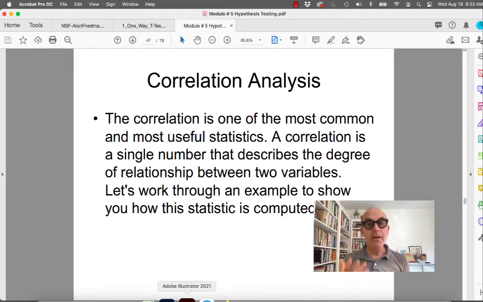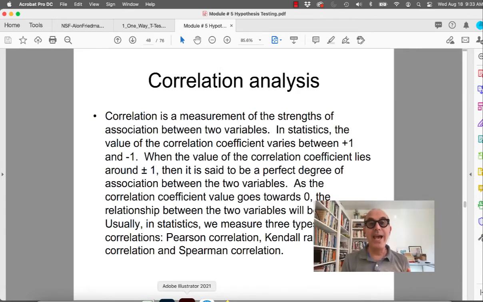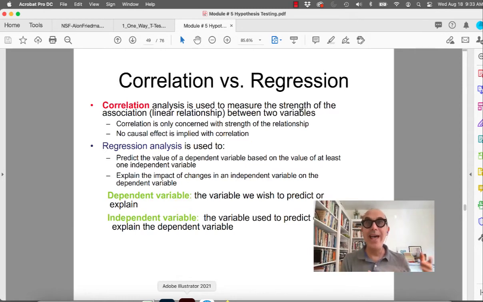One of the most common forms of statistics is correlation. It's the idea of a single number describing the degree of relationship between two variables. Let's work one example to show how it's computed. So the idea here is that we are using a correlation coefficient between +1 and -1. As the correlation coefficient value goes towards 0, the relationship between the two variables will be weaker. Usually in statistics, we measure 3 types of correlation: Pearson correlation, Kendall rank correlation and Spearman correlation. Each one of them has its own value and attributes.